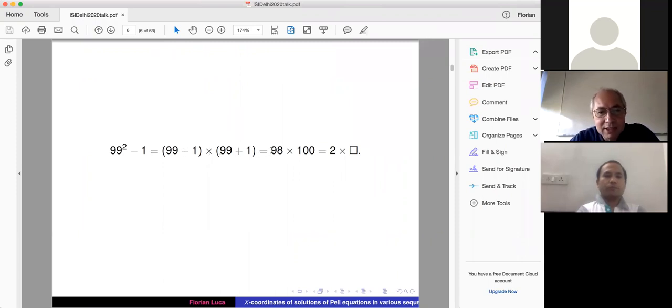99 minus 1 is 98, which is 2 times 49, and 49 is a square, and 100 is a square. So this whole thing is twice a square. Now put twice a square on that side and move the 1 here. What have you obtained? You obtain 99 squared minus twice a square equals 1. This means that 99 is some x-coordinate of the Pell equation corresponding to 2, and it's a pretty number in base 10 because it's just one repeated digit, 99.